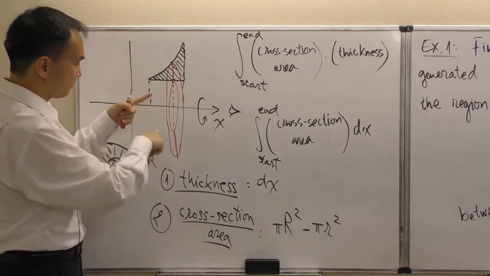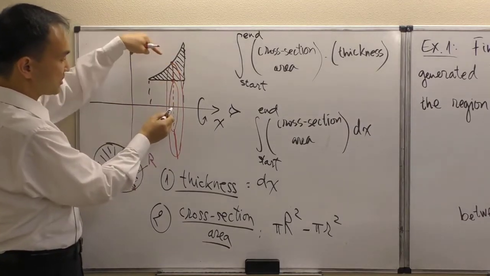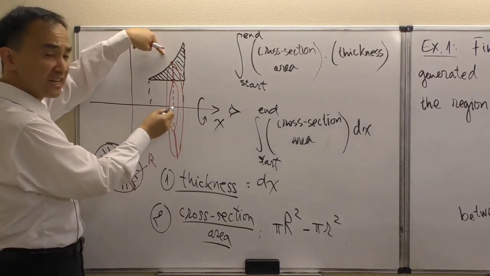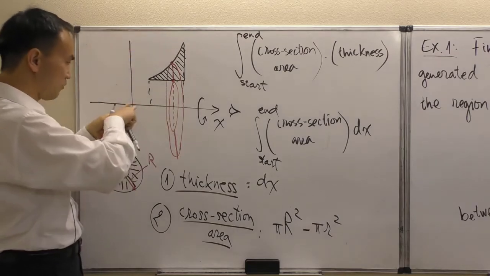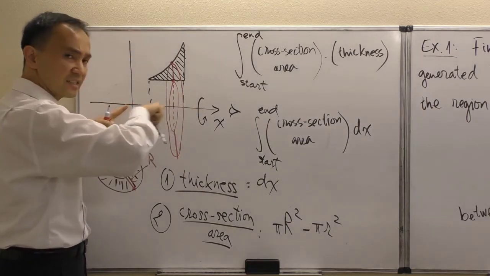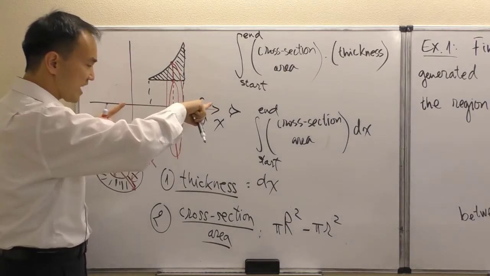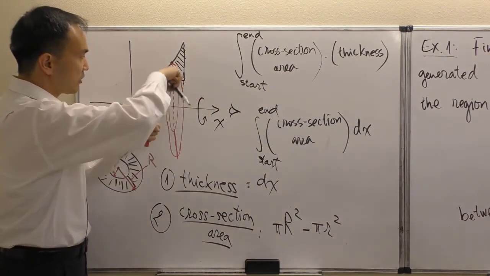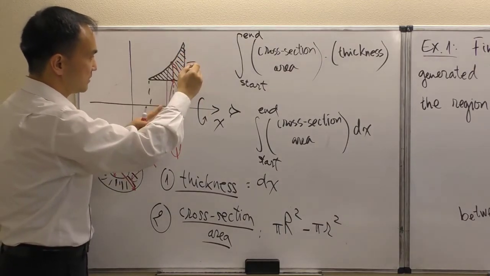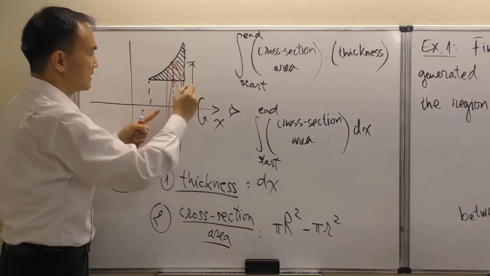The larger radius is how much height that is, because right now we're currently treating the x-axis as the rotation axis. So the larger radius, big R, is here. This big space right here is big R. Okay, but wait a minute.